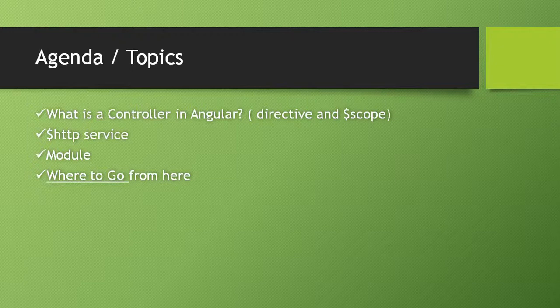Okay, so let's discuss the agenda, the topics that we will be covering in the next 20-25 minutes. The first one is what a controller in Angular is, the directive and the scope. Then what is the HTTP service, that is how we can consume REST-based web services using Angular. And then there is module. A module is ideally how you write your code in Angular, a kind of modularity pattern, you can say. And then we will jump into the conclusion, or where we could move next from here.